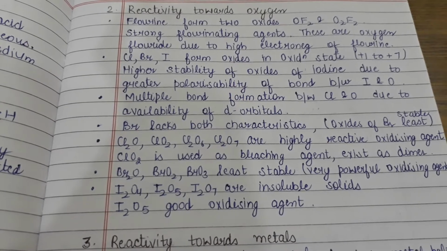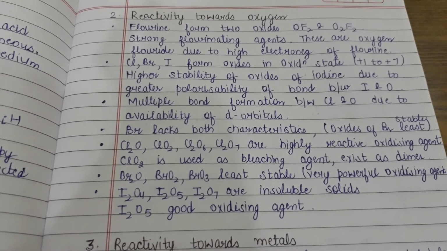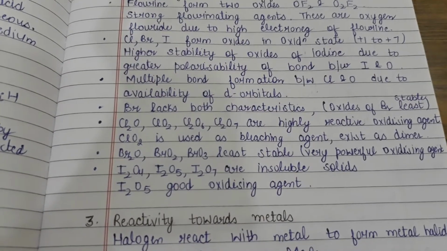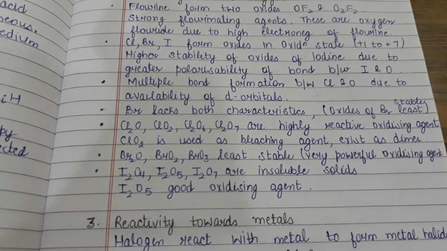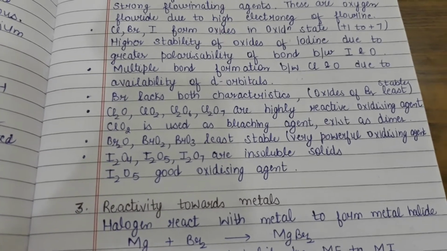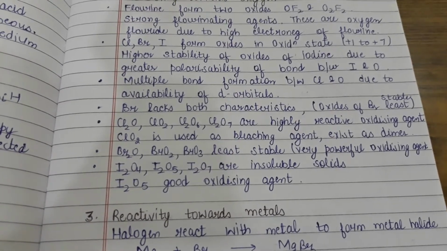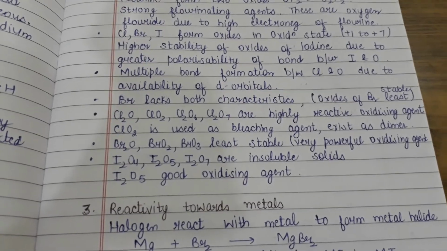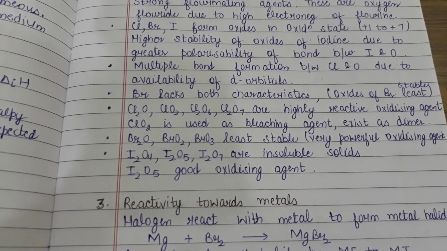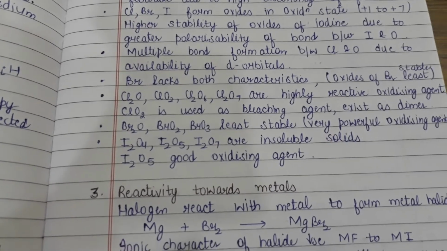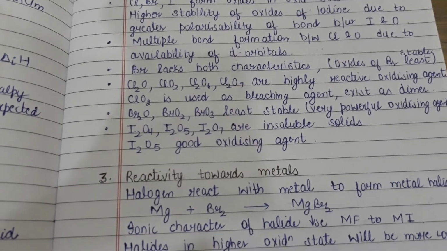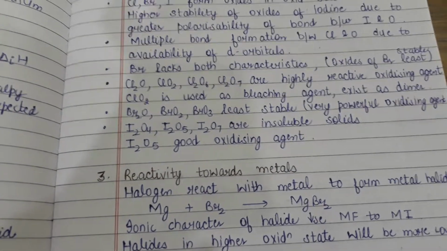Multiple bond formation between chlorine and oxygen is due to the presence of d orbitals. But bromine lacks both these characteristics. That's why oxides of bromine are least stable. And chlorine forms highly reactive oxidizing agent oxides. ClO2 is stable in dimer state because ClO2 has an odd unpaired electron. And bromine forms least stable oxides. I2O5 is a good oxidizing agent.